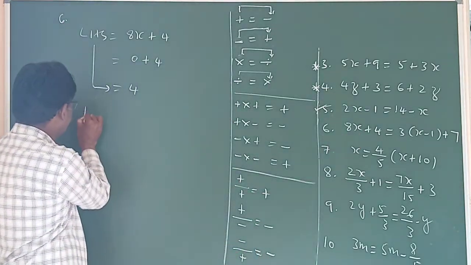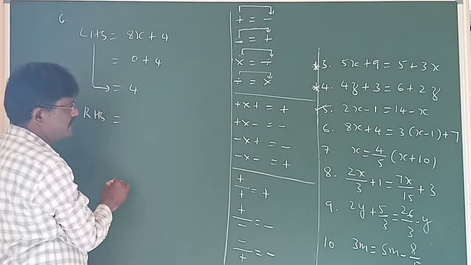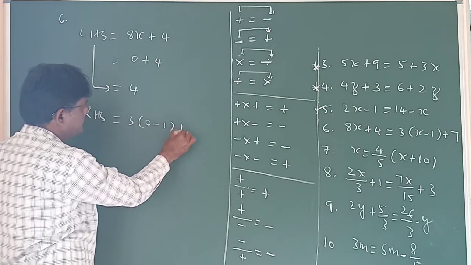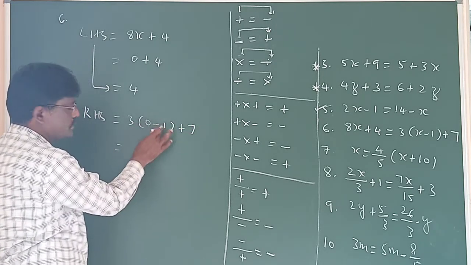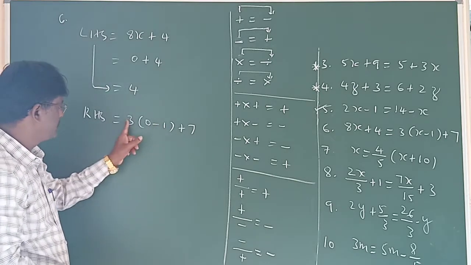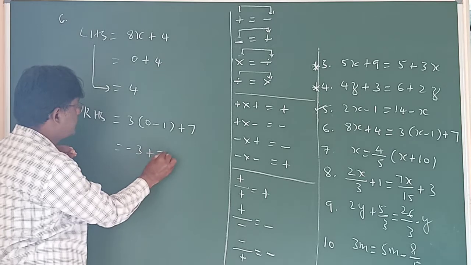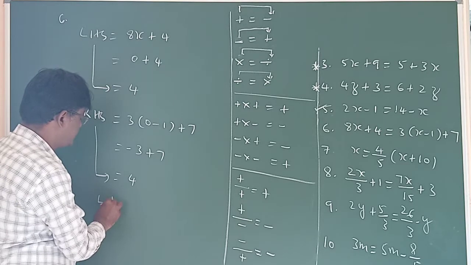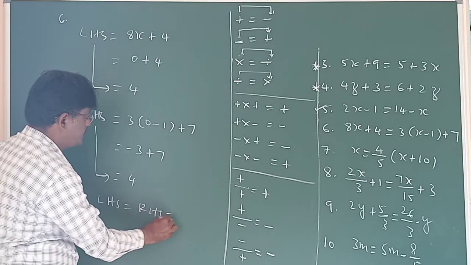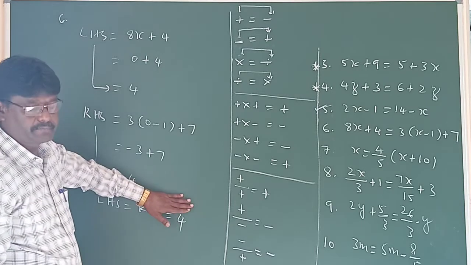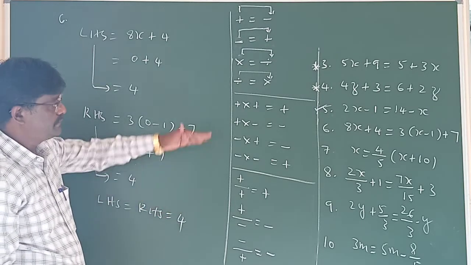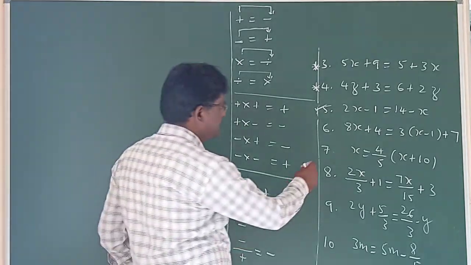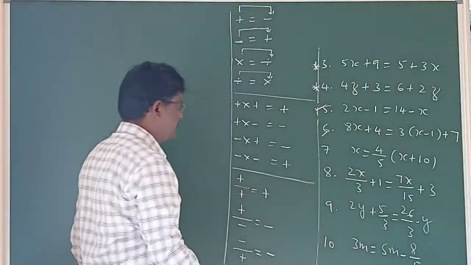And then take RHS. RHS, x we know is 0. Therefore 3 into 0 minus 1 plus 7. 0 minus 1 is what? Minus 1. Minus into plus minus 3 plus 7 equal to 4. Therefore, this implies LHS is equal to RHS equal to 4. So, this verifies that the value x equal to 0 is the correct one. Okay, children, so now this got over. Now we shall take sum number 7.